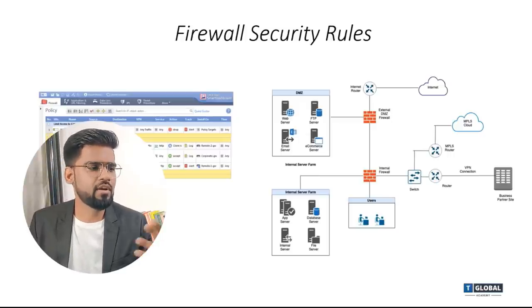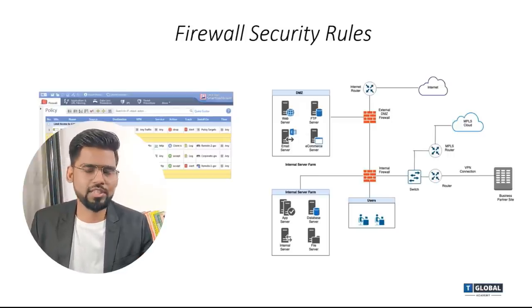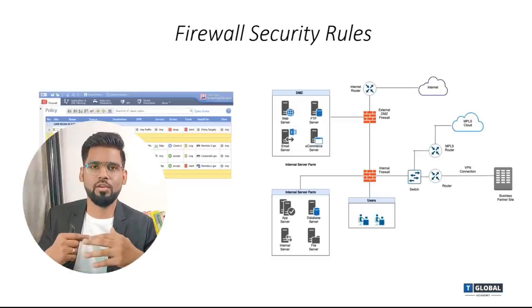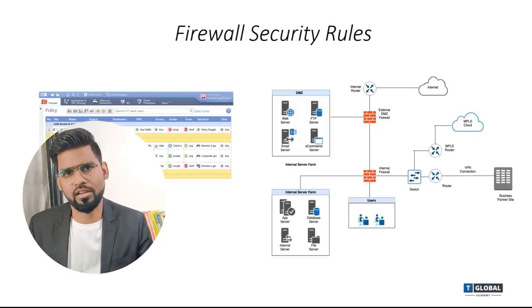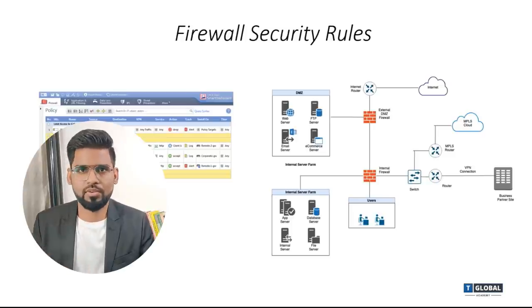And then we can have the action be allow or drop, accept or deny. And we can have the track option enabled as well, so that any new hit to this rule gives us a log of it. We should get an event on the firewall so that we can investigate, go back, and perform any forensics on what went wrong and other things.